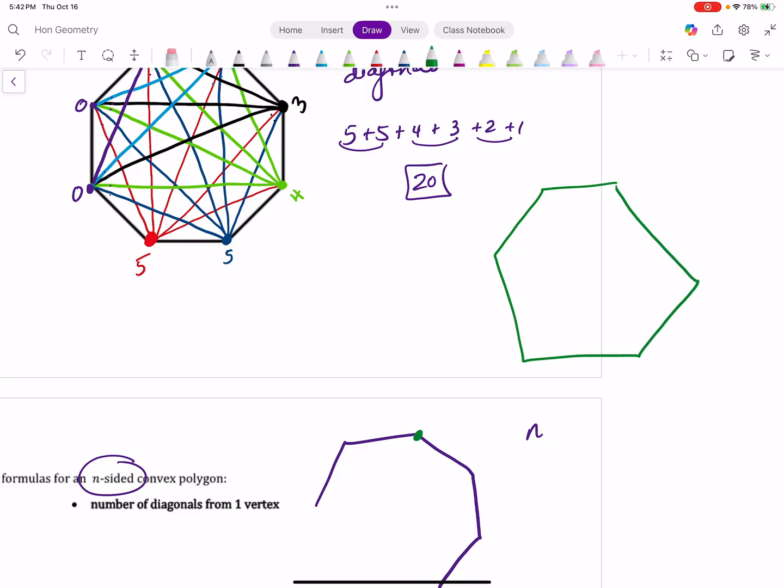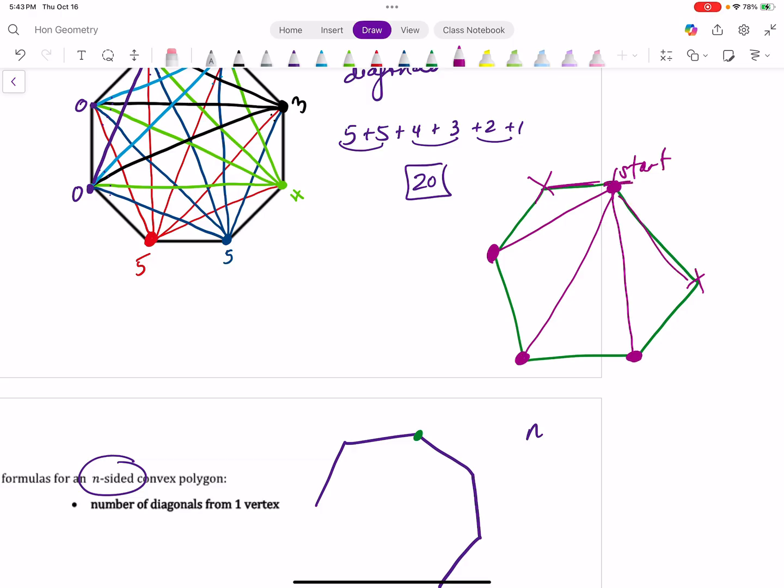What you're doing to create the diagonals is you're picking another vertex to connect it to. So there's 1, there's 1, and there's 1. So this is where we maybe say we started from. We don't connect it to the one right next to it, that's a side. We don't connect it to the one right next to it here, that's a side. And we don't connect it to itself.